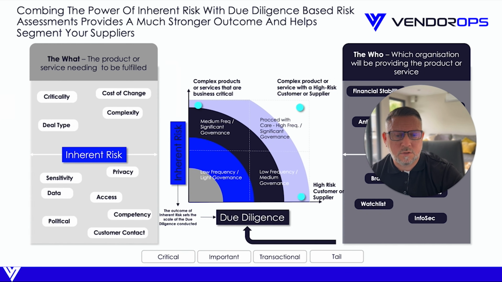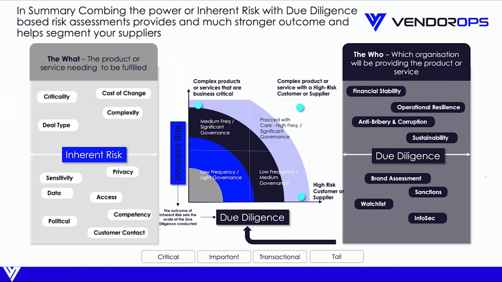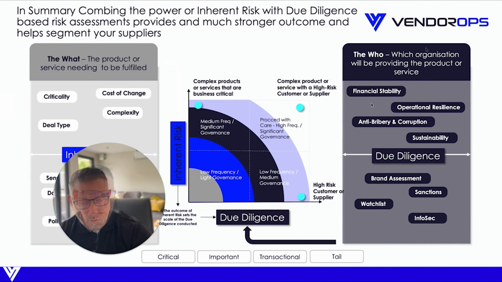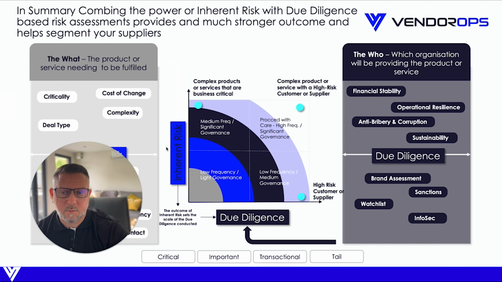And by putting that all together, you end up with this view, which in summary is: if you conduct inherent risk assessments when you look at what product or service need is being fulfilled, before you go out to market, you'll have a score. Then once you find someone that you want to interact with on this basis, you have the ability to look at the who and do some due diligence against that. When you combine these scores, it gives you a very good way of segmenting your supply landscape down into manageable buckets, where the higher they score, the more you have to do with them and the more care and attention you need to give them.